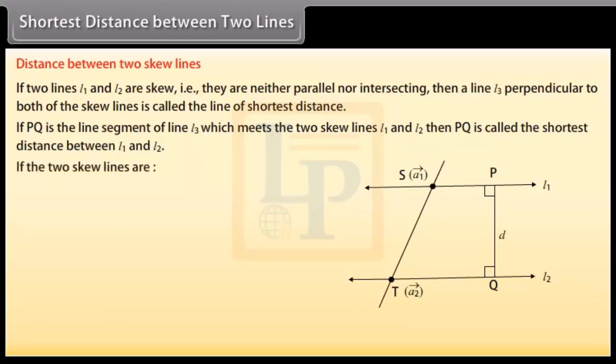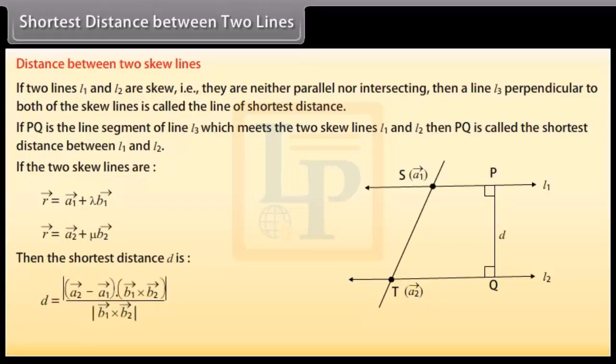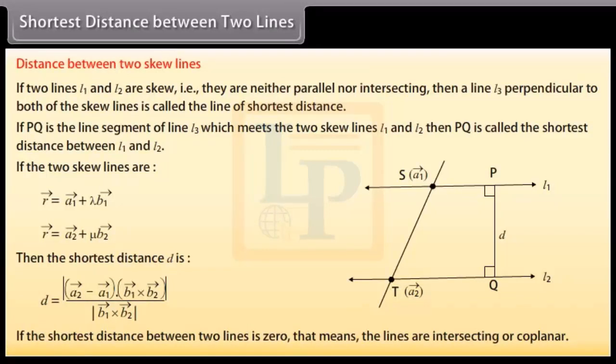If the two skew lines are vector r equals vector a1 plus lambda vector b1, vector r equals vector a2 plus mu vector b2, then the shortest distance d is d equals modulus of dot product of vector a2 minus vector a1 and cross product of vector b1 and vector b2, divided by modulus of cross product of vector b1 and vector b2. If the shortest distance between two lines is 0, that means the lines are intersecting, that is, coplanar.